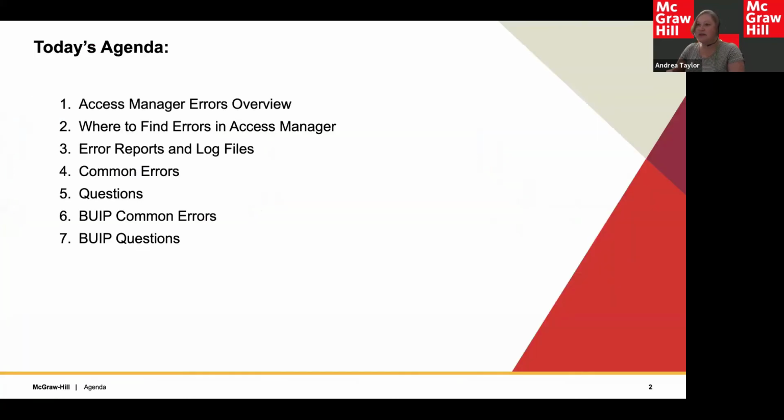All right, so this is today's agenda. The beginning of this presentation pertains to both OneRoster and BUIP customers. We will stop for questions after common errors. That's number 4 there on that agenda, to allow for anyone who is not a BUIP customer to drop off if desired. And then the remaining section will only pertain to BUIP customers. We will also be recording this webinar and posting it to our website at a later date.